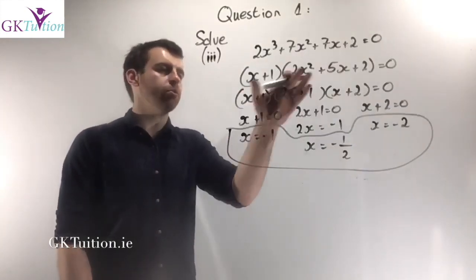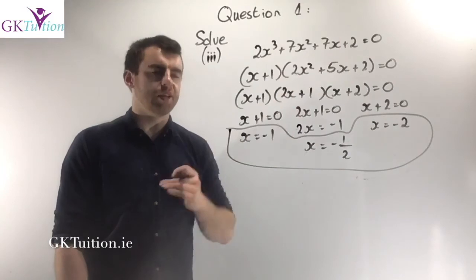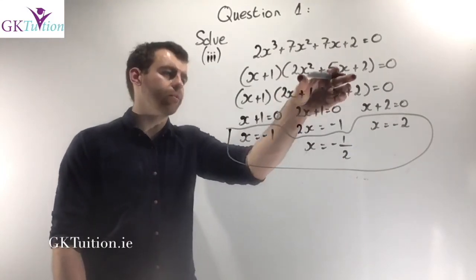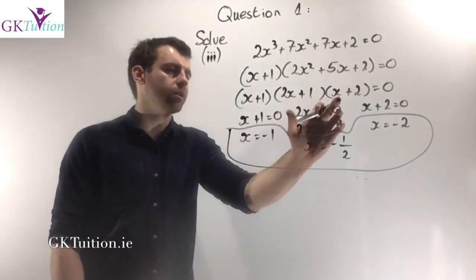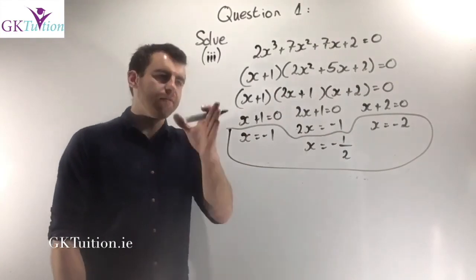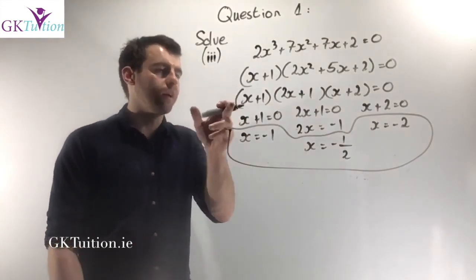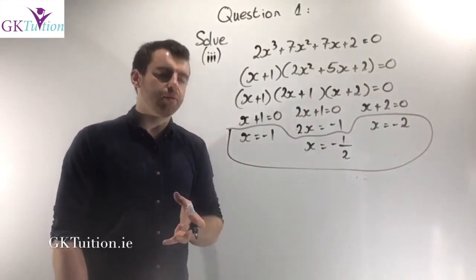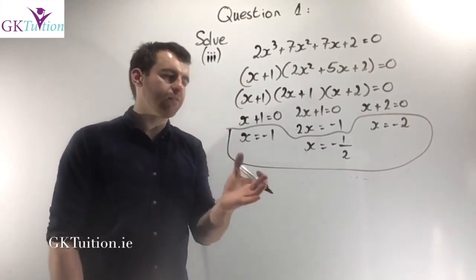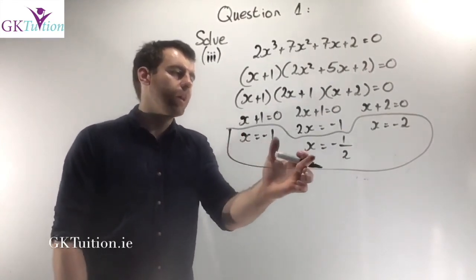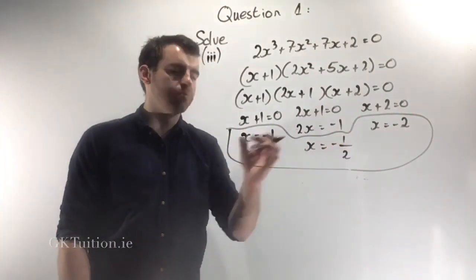So I now know that x plus 1 times this quadratic will give me the cubic. So if I factorise the quadratic I've found, I get 2x plus 1 times x plus 2. The three factors of the original cubic are here. I let each factor equal 0 and isolate x, and I get that the three roots are x equals minus 1, x equals minus a half, and x equals minus 2.